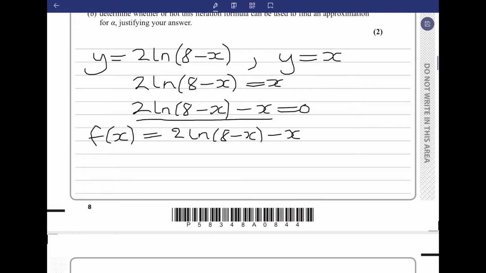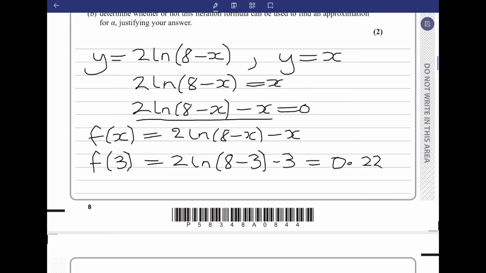Now don't forget you have a calculator for this exam as well, so you're not expected to work out the natural log of numbers. So now let's input 3 and 4, and what we're looking for is a change of sign. f of 3 equals 2 natural log of 8 minus 3, minus 3. And you can plug this into the calculator, as I'm doing now, 2 natural log, and you get 0.22. That's to 2 decimal places there.